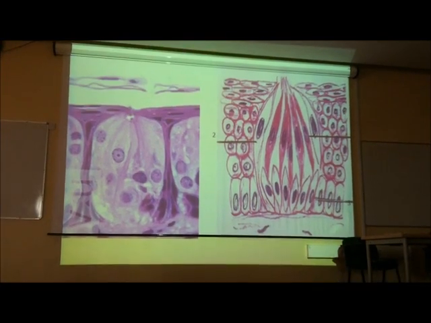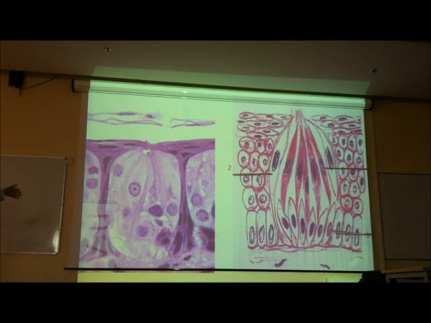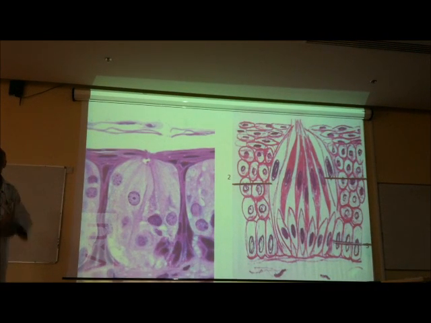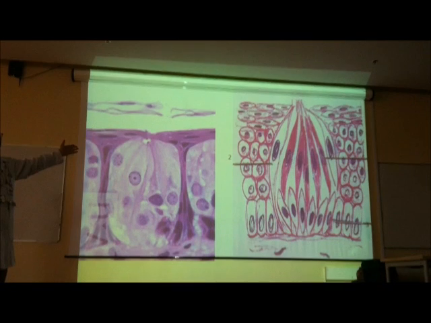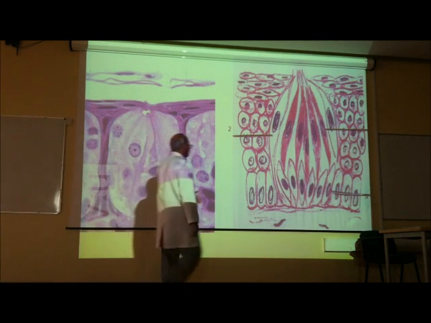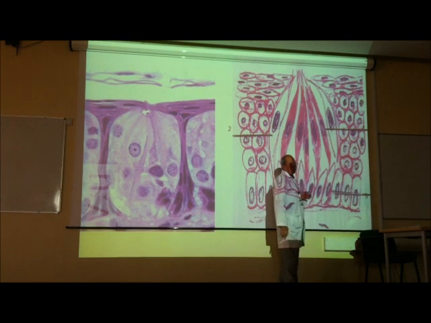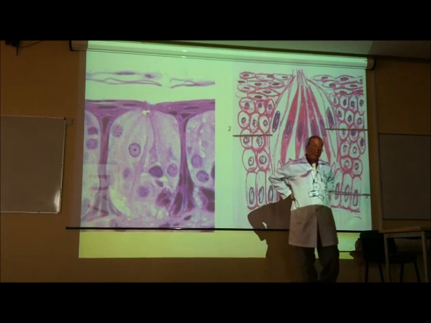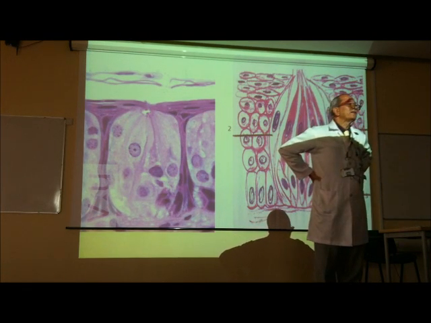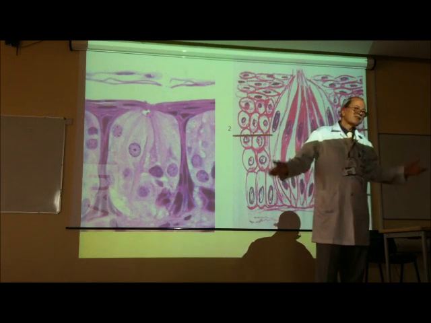What is this structure? What is the name of this neuroepithelium? Taste buds. What are the main types of cells in taste buds? Sensory cells, supporting cells, and the basal stem cells. What is the function of taste buds? Taste sensation. Where can you find the taste buds? On the tongue.